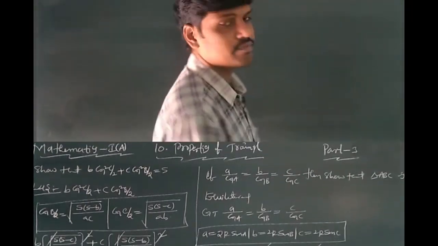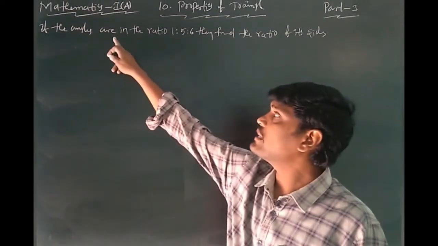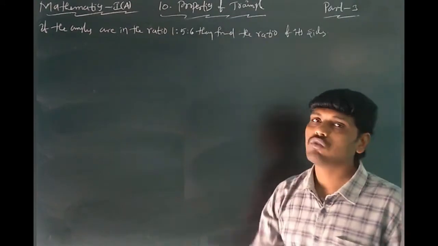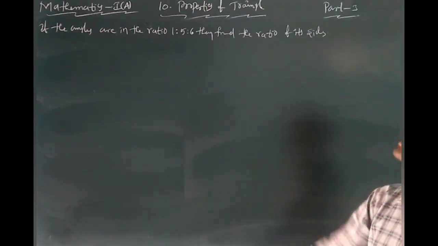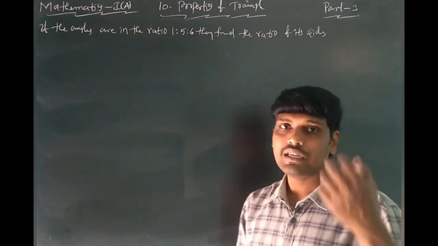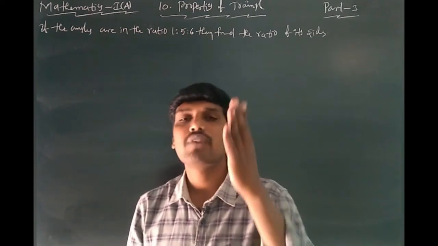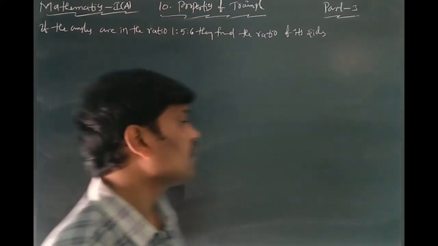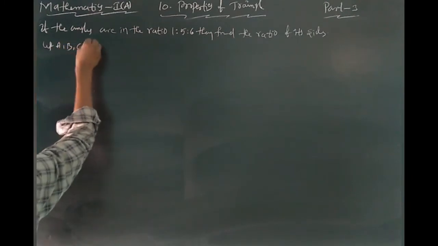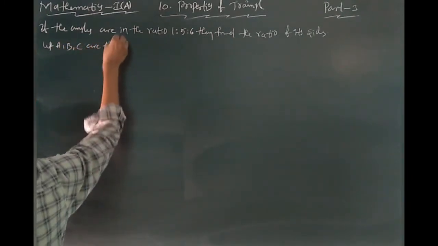Next problem is, if the angles are in the ratio 1:5:6, then find the ratio of its sides. Here the angle ratio is given, you can find the sides ratio. Here let A, B, C be the angles in a triangle.